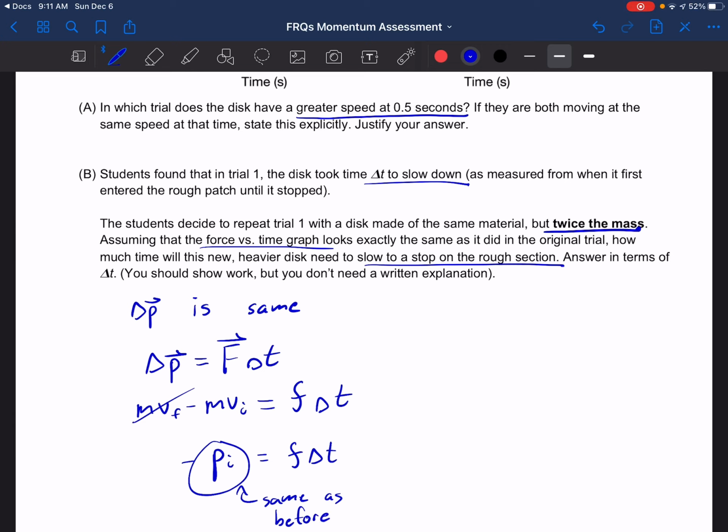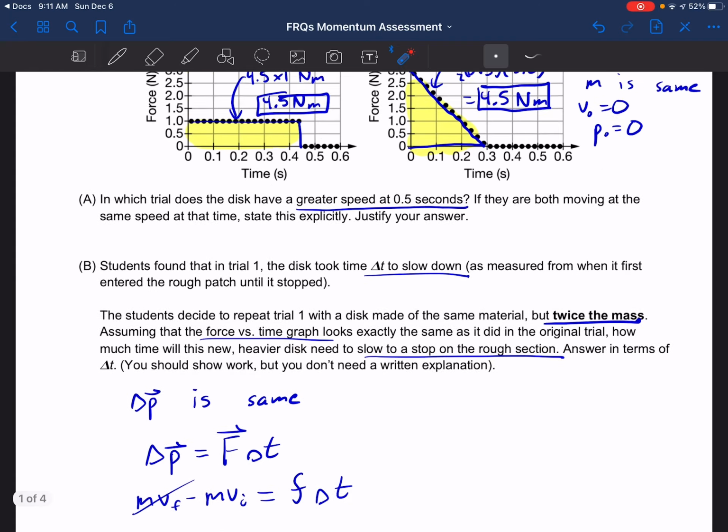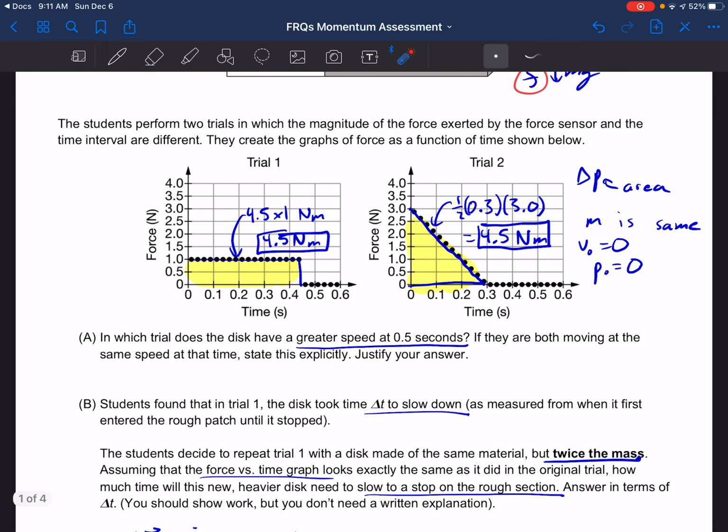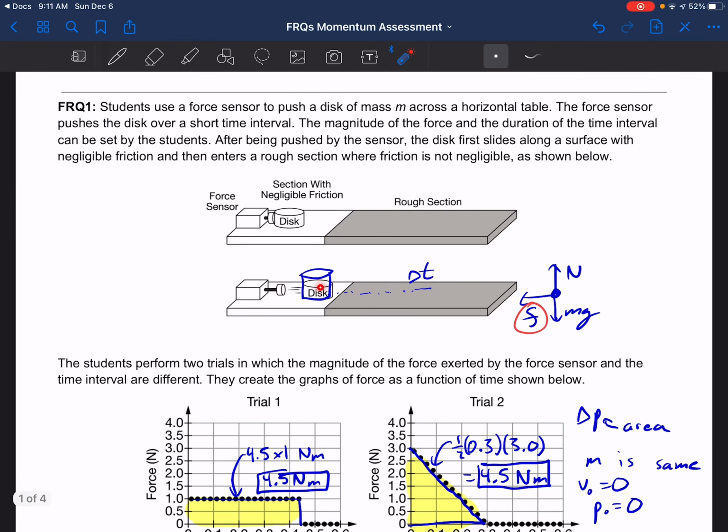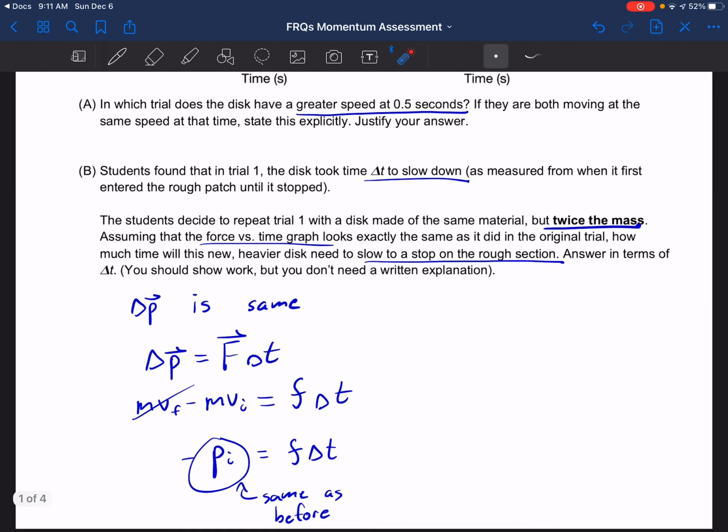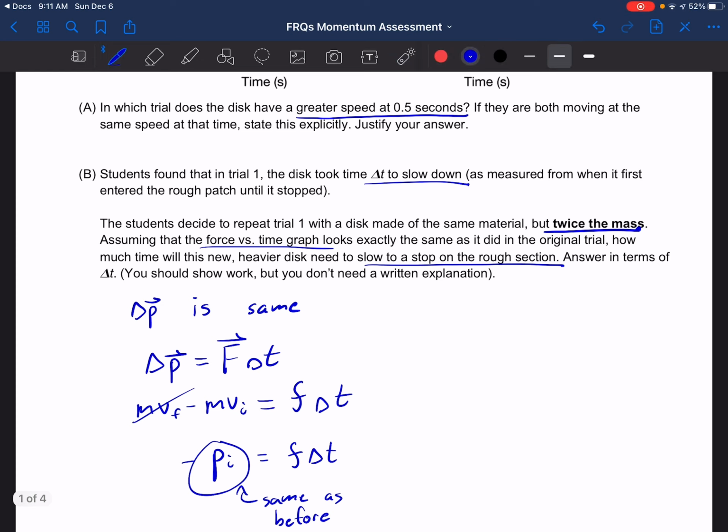It doesn't matter that the disk is twice as heavy, because if the force versus time graph looks the same, that means the same amount of impulse is applied to the disk. It doesn't have the same velocity if it's doubled, but it will have the same momentum when it reaches the rough patch, because the same amount of impulse was applied to it. So now we know that the amount of impulse applied needs to be equal to this.